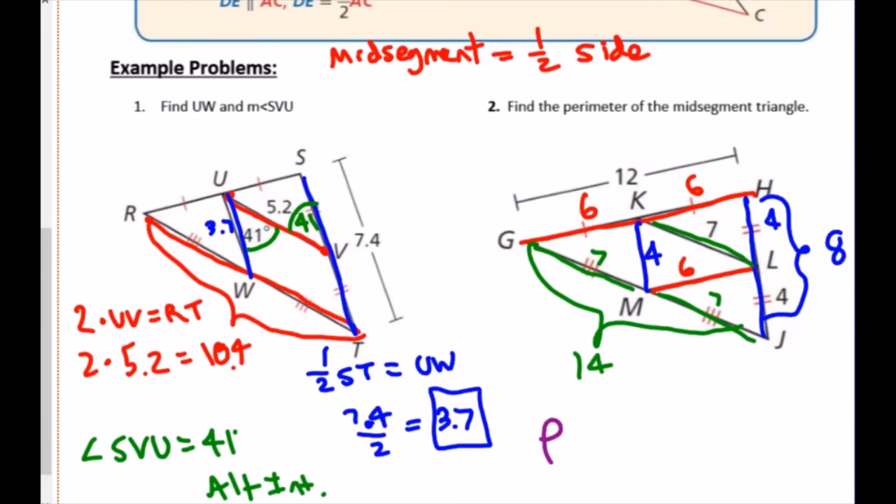Now, somebody wanted to know, oh, by the way, wait, unflip it over. Edit, undo. Go back. We forgot to actually answer number 2. It says find the perimeter, so now we got to do the perimeter. So the perimeter of the mid-segment triangle is adding up what 3 sides? 4 plus 6 plus 7 is 17 units. All right, now you can flip it over, please.